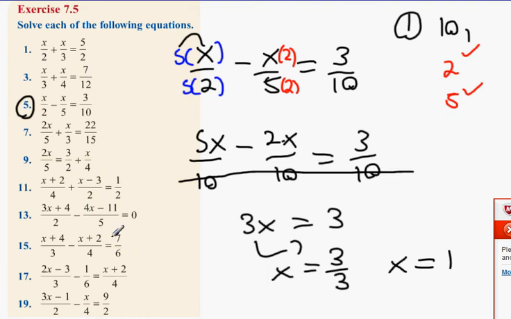Now, let's try a harder one. One that looks a bit more like, whoa, how do I do that? So let's look at number 15 for instance. Okay, so number 15.